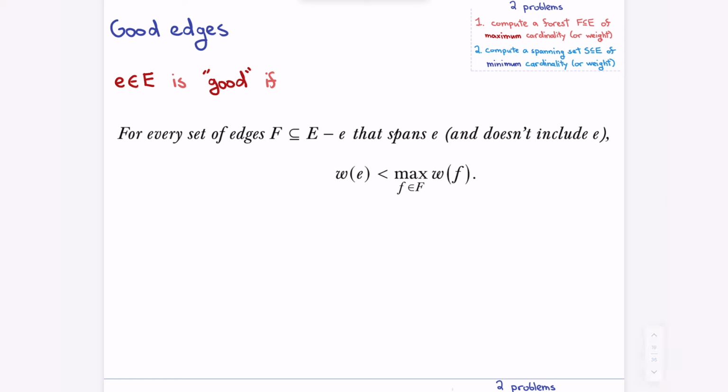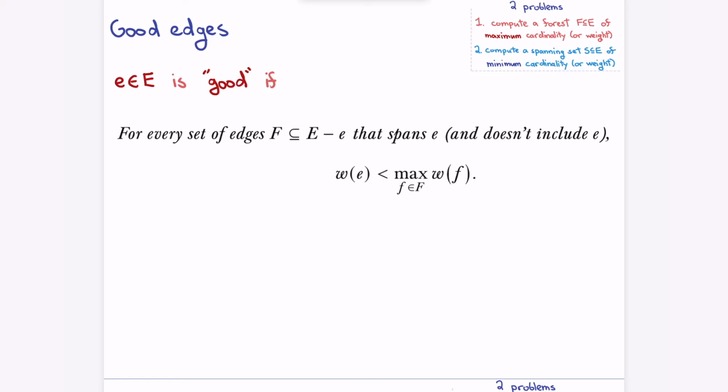So I think the key definition for us, at least the way I'm presenting it, is something called a good edge. Oh, I should establish something. We are trying to get the minimum weight spanning tree. I could have done maximum weight, but the notes are set up for minimum weight.